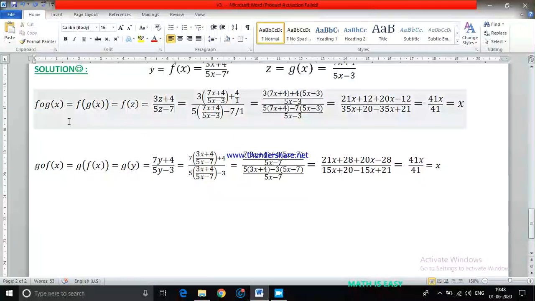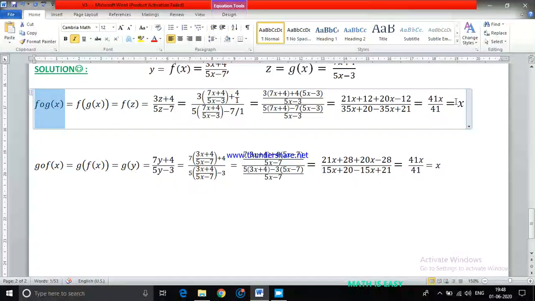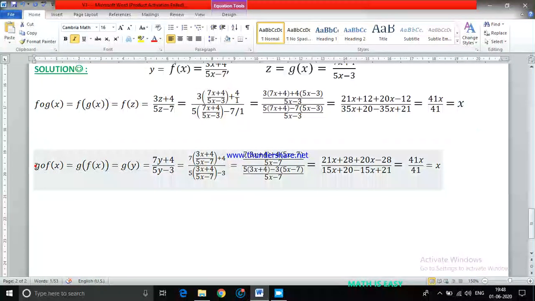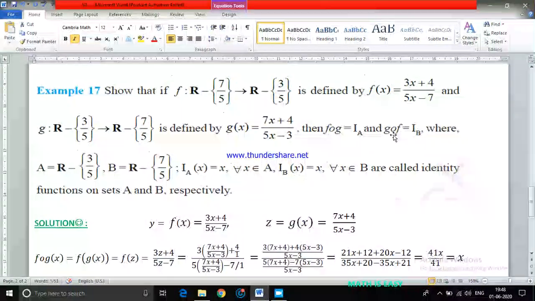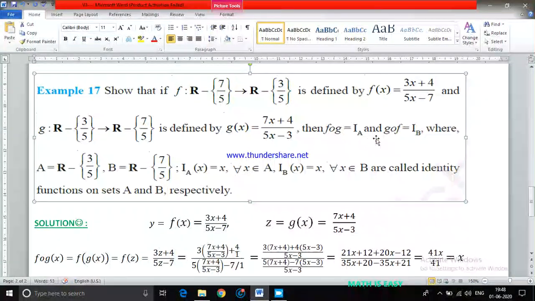Okay, so finally I got FOG of x. FOG of x is x. And GOF of x is also giving me x. So that's what they asked to prove. FOG is an identity function, GOF is also an identity function. You don't worry about A and B. Okay, so both are identity functions, hence I proved.